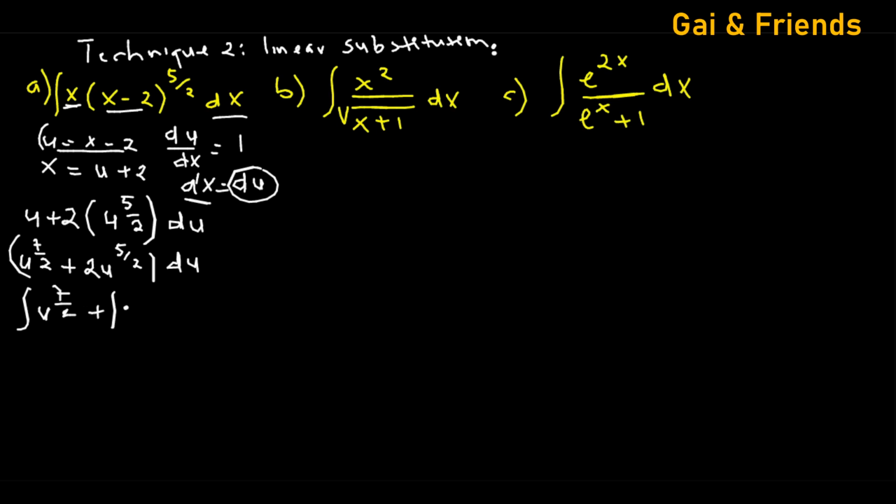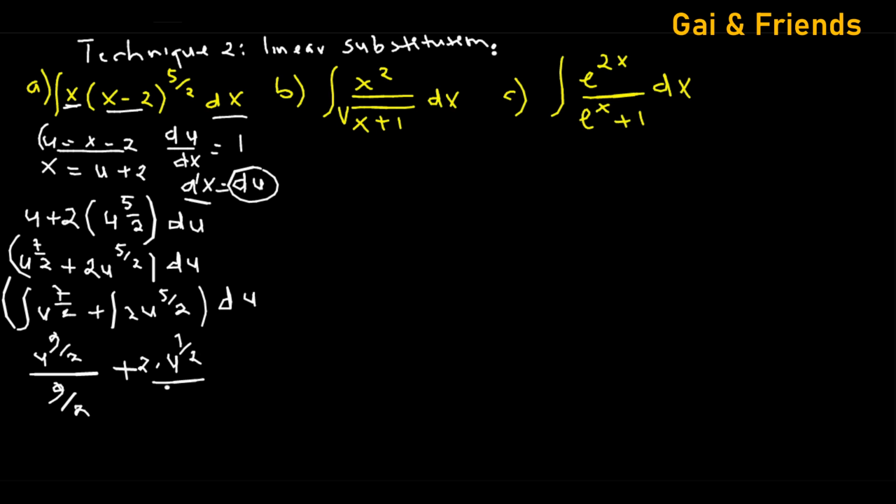Now you can integrate these functions. The integral of u raised to power 7 over 2 is u raised to power 9 over 2 all over 9 over 2, plus the integral of 2u raised to power 5 over 2, which is 2 times u raised to power 7 over 2 over 7 over 2.